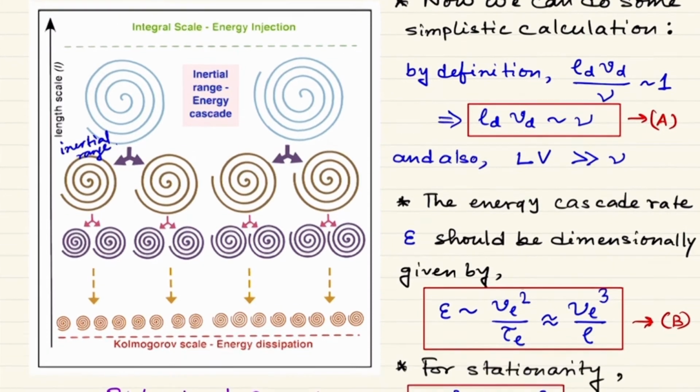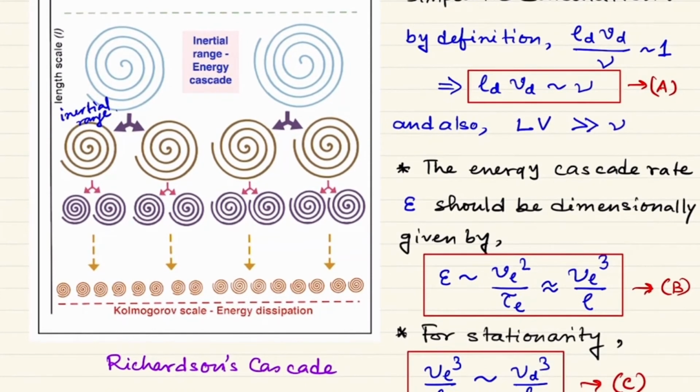So for the stationarity, we first have this cascade rate, that means V_L cube by L, which is the epsilon, should be almost the same as V_D cube by L_D, that is the energy dissipation rate. Once again, energy flux rate, the density of energy per unit time.